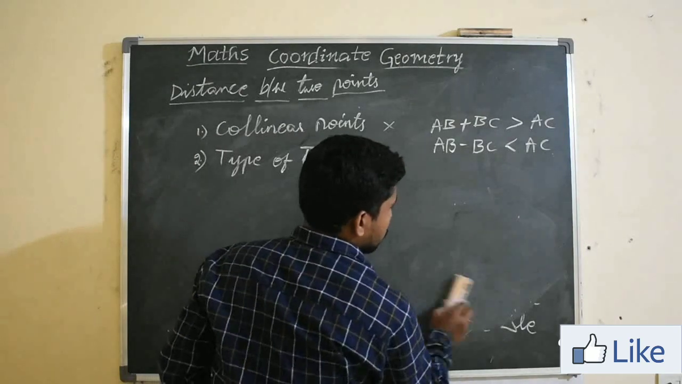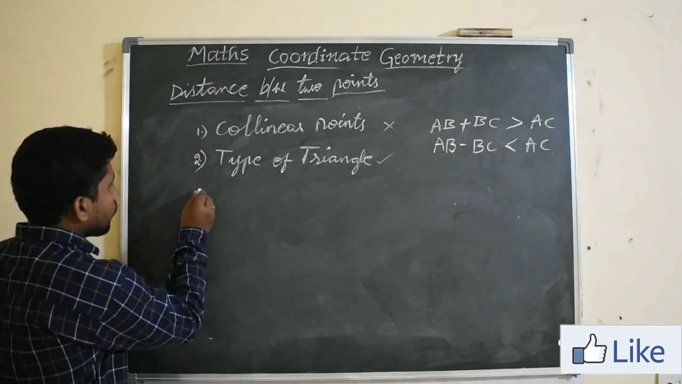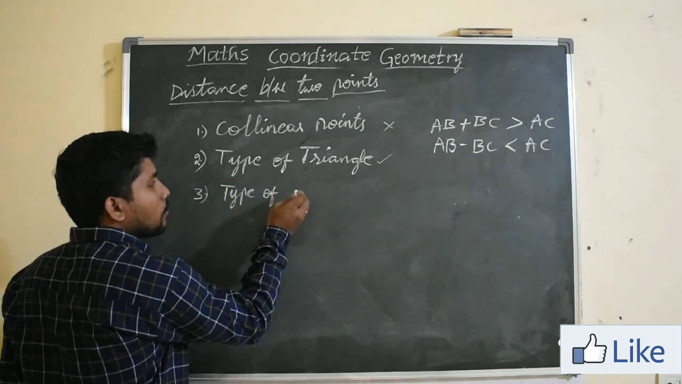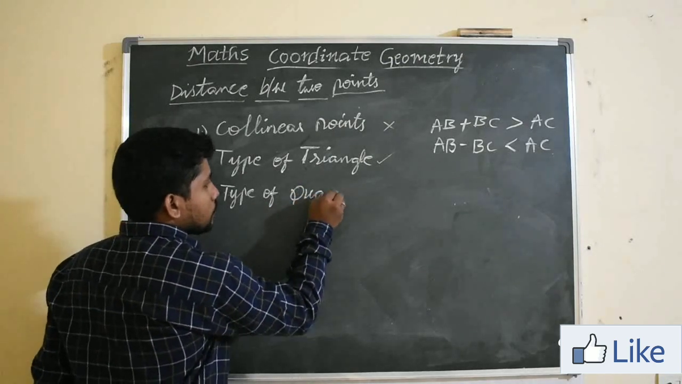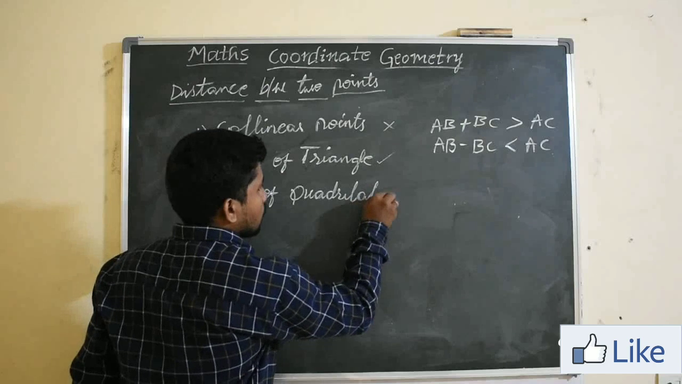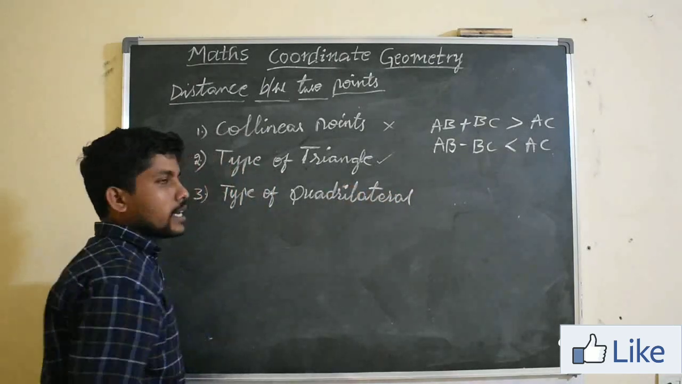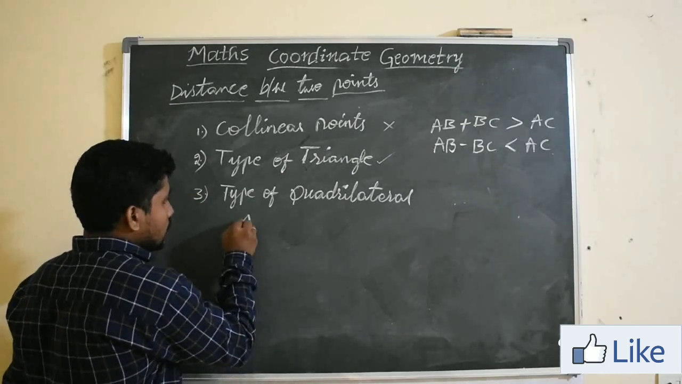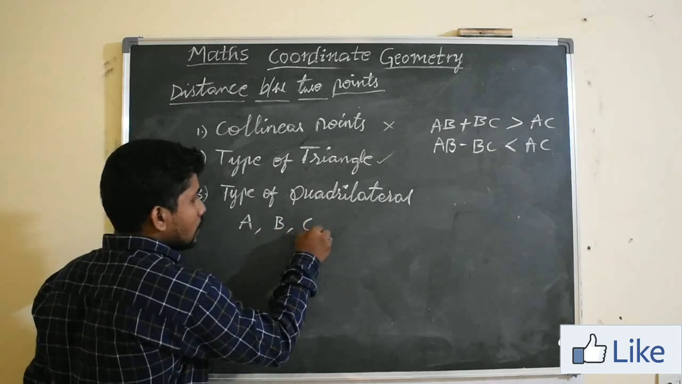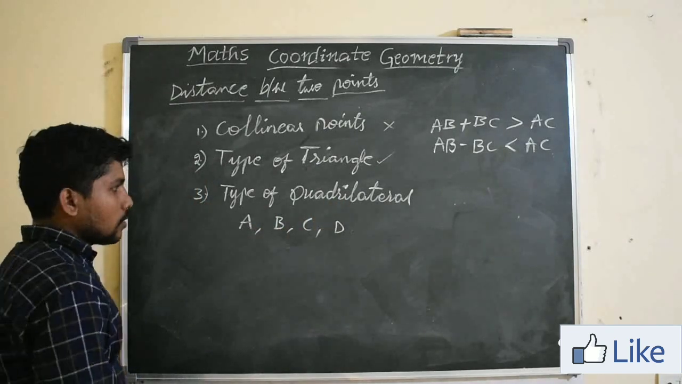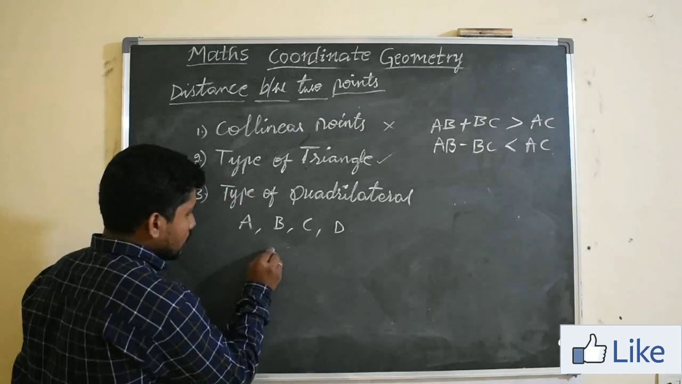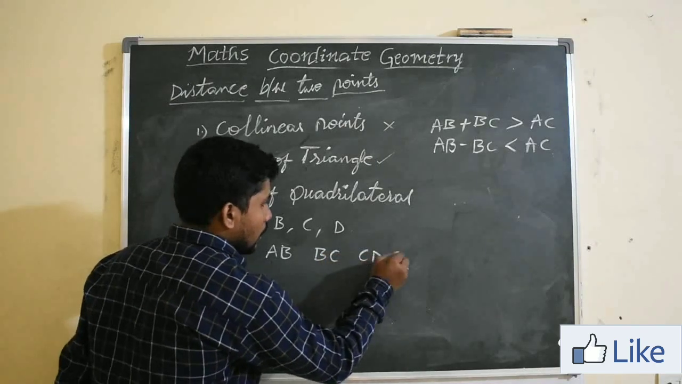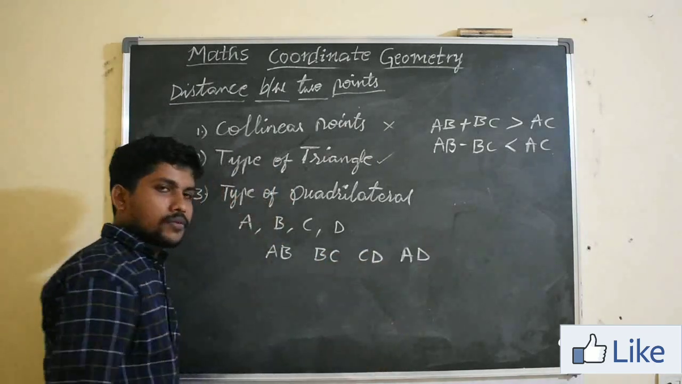Now the third one is the type of quadrilateral. For a quadrilateral, we have 4 vertices, that is A, B, C, as well as D. Now, we calculate all the distances, that is AB, BC, CD, and AD. All 4 distances are covered.